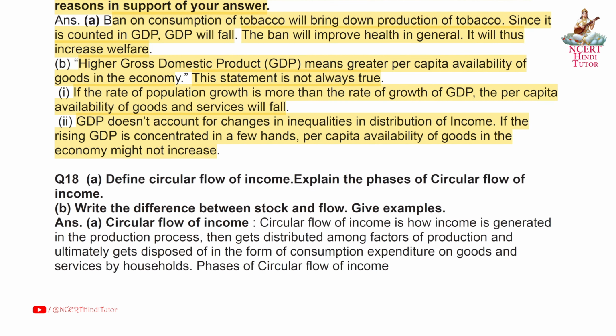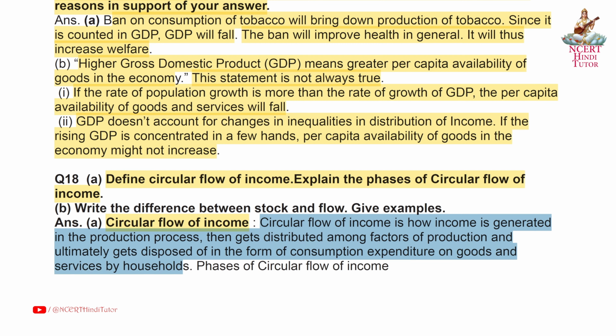Question 18a. Define circular flow of income. Explain the phases of circular flow of income. Answer. Circular flow of income. Circular flow of income is how income is generated in the production process, then gets distributed among factors of production and ultimately gets disposed of in the form of consumption expenditure on goods and services by households.